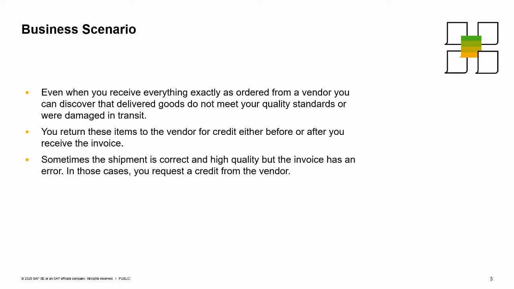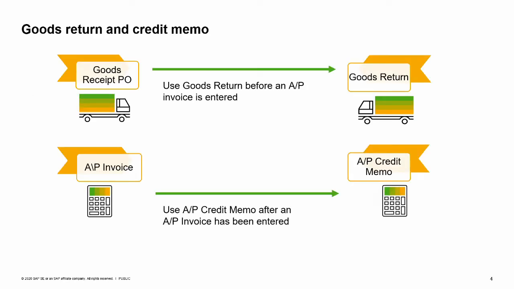We will examine the options available in SAP Business One for returning poor quality items or damaged goods and for correcting a vendor's invoice. There are two main documents in SAP Business One that are designed to remove an item from inventory and give a credit in the general ledger. The first is the goods return. The goods return is used when the issue is discovered after the goods are received into inventory, but before an AP invoice has been entered. The second document is the AP credit memo. The credit memo is used once an AP invoice has been entered.